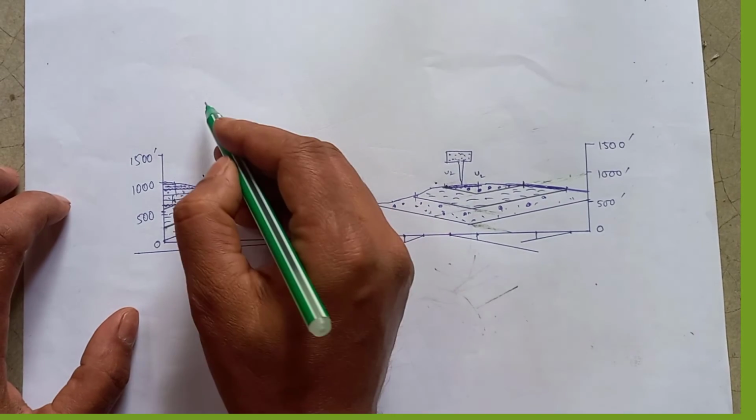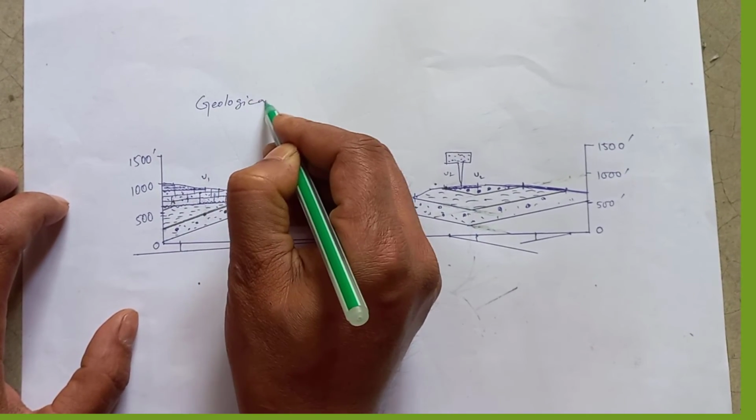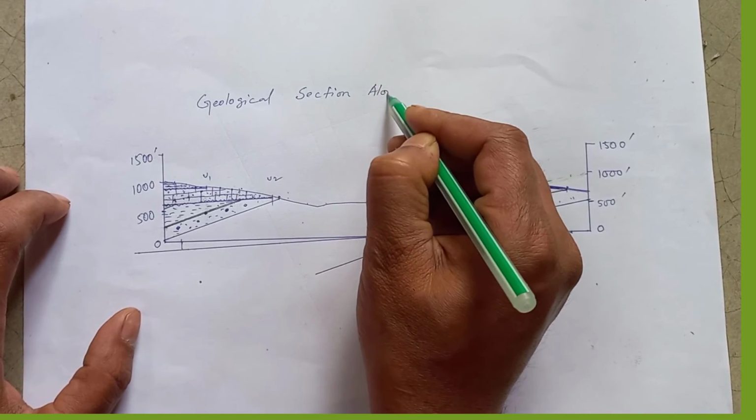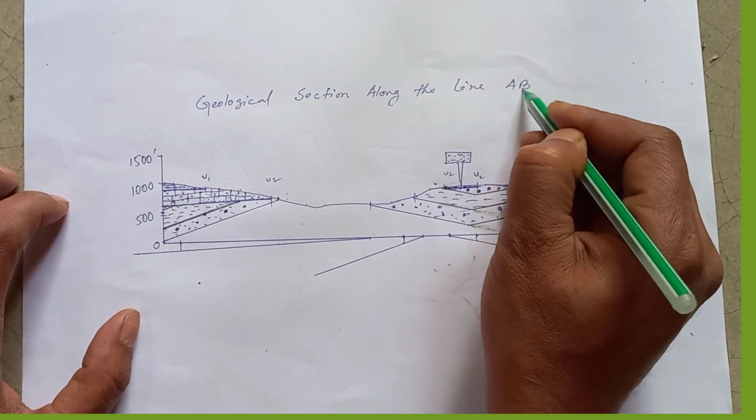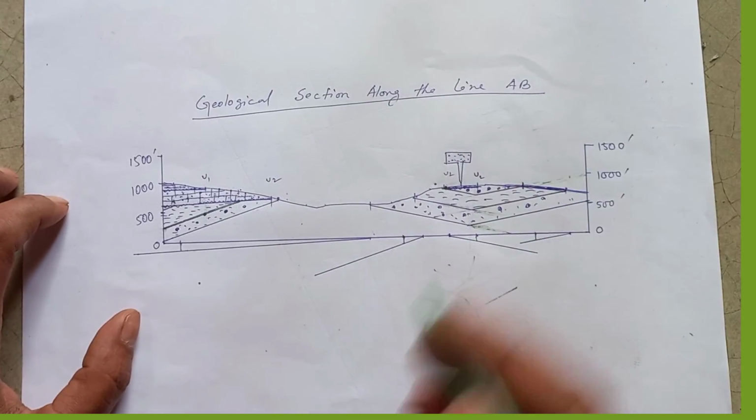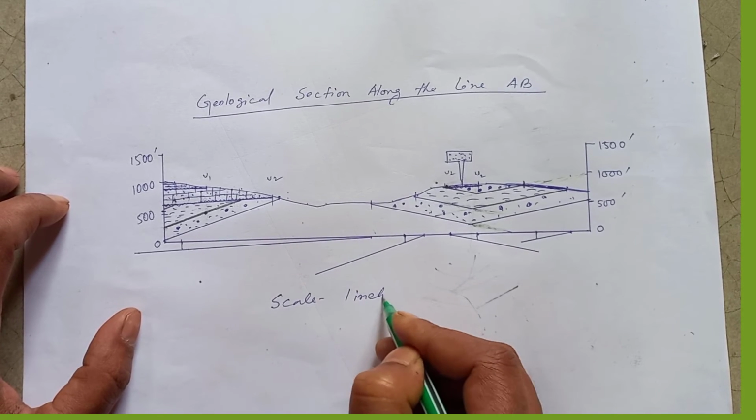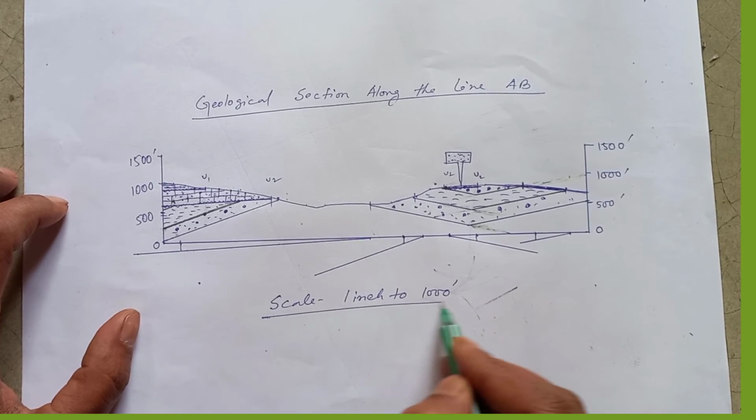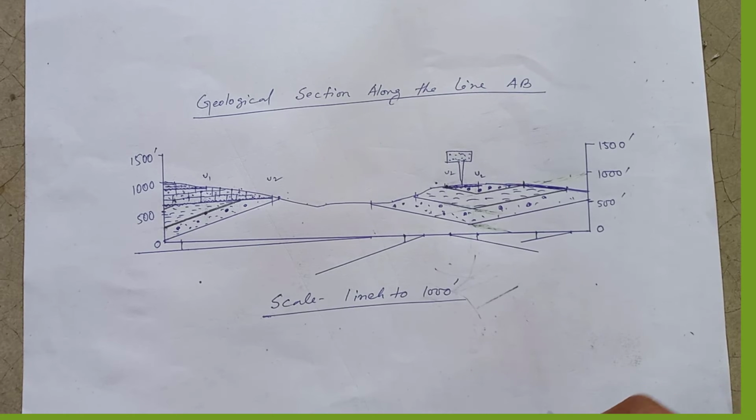Now we write down our geological section along the line AB and the scale is 1 inch to 1000 feet, and draw an index on the right side of the map.